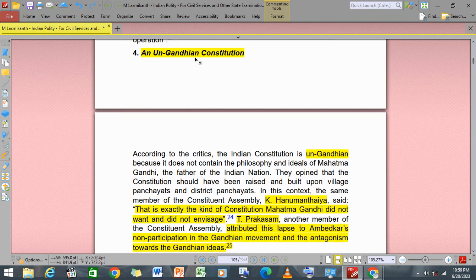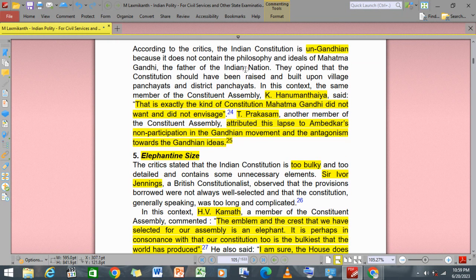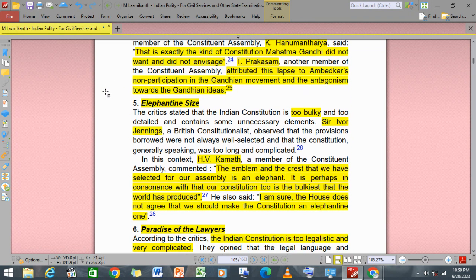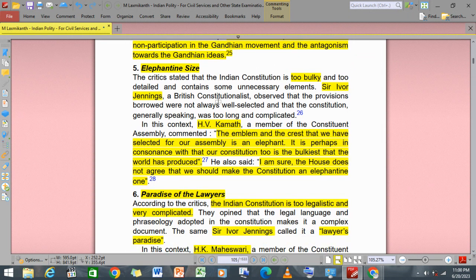And some people say it is an un-Gandhian constitution. How? K. Hanumanthaya said that it is exactly the kind of constitution Mahatma Gandhi did not want and did not envisage. Then T. Prakasanam attributed this lapse to amendments, non-participants in the Gandhian movement, and antagonism towards the Gandhian ideas. That means Ambedkar was against the Gandhian attitude.